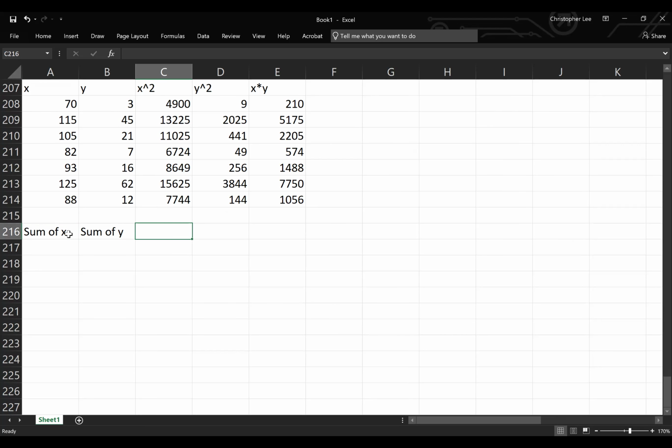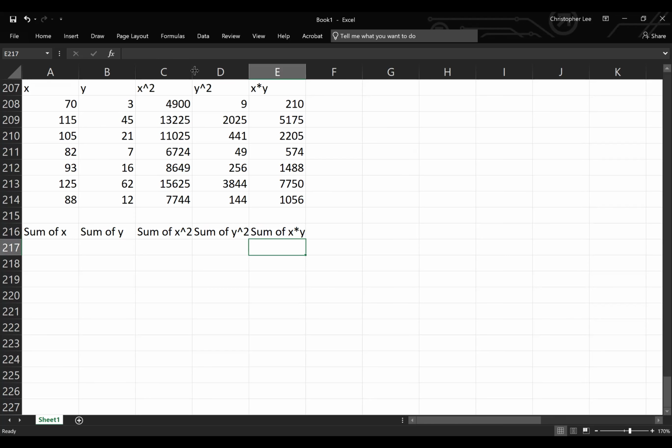All of them. Yeah, all of them. I want to know the sum of x squared. I want to know what the sum of y squared is. And lastly, I want to know the sum of x times y. Right? Okay.